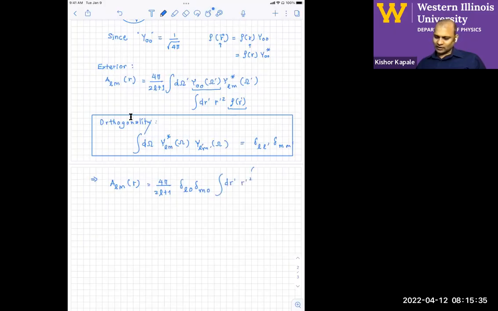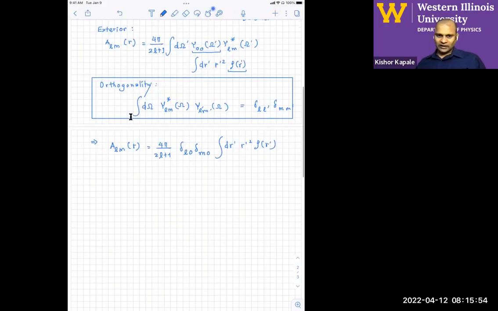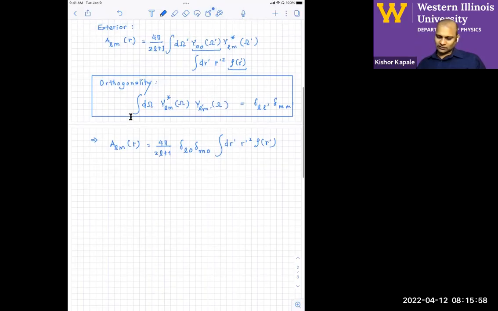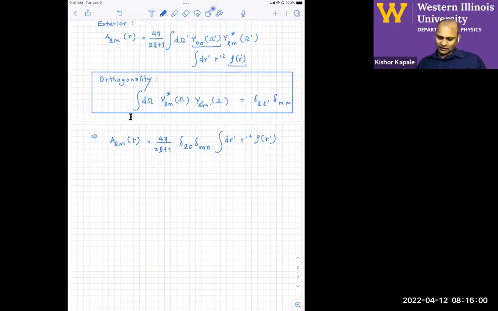So this r squared is coming because of the d cubed r, the volume integral. It's not coming from r prime to the L, right? R prime to the L, you don't even have to add that in there because L is 0. So that's going to give you unity, essentially. So we don't even have to worry about that. That means only A00 survives, right? No other term survives. Now let's take a look at the interior.